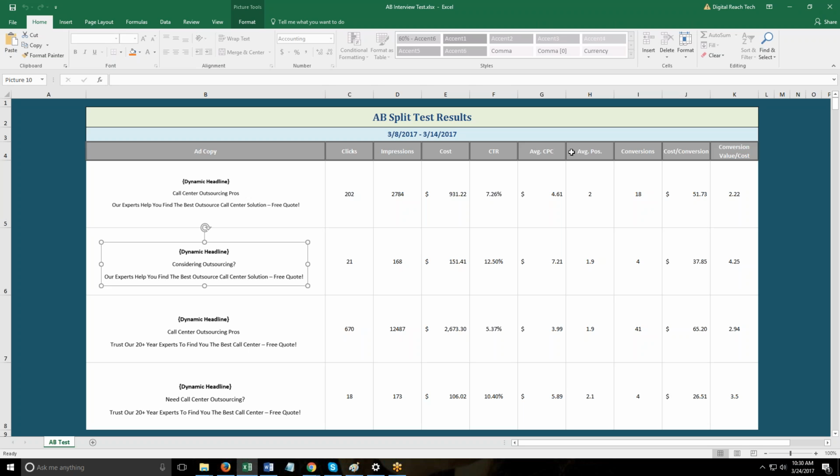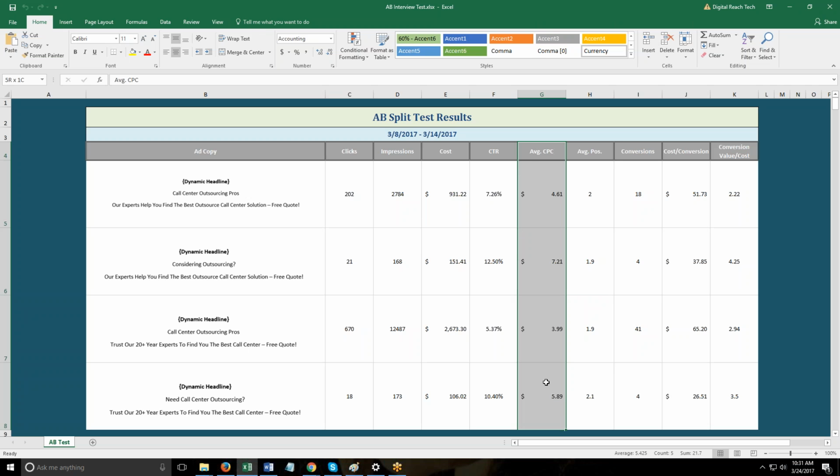Now, if there's a very small difference in the cost per click, like let's say one is $3 and one's $3.03, it's not really enough for us to say that one's drastically better. But if you do notice a big difference, like $7.21 versus $3.99, or even $3.99 and $4.61, I'd start thinking that was kind of fishy. I can't do the percentage math off the top of my head, but you get the idea.